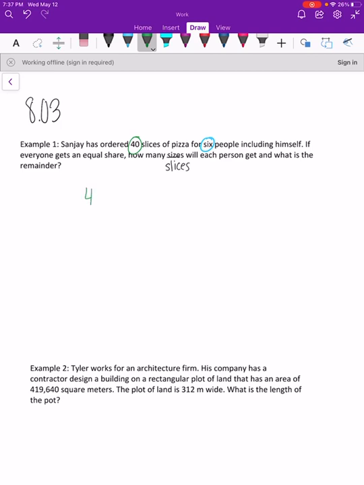So I'm going to do 40 divided by 6. This is also going to tell us our remainder, like how many extra slices there will be if everyone gets the same amount. So 6 doesn't go into 4, but 6 does go into 40 6 times, because 6 times 6 is 36. 40 minus 36 is 4. So that means each person will get 6 slices, and there will be 4 remaining slices.